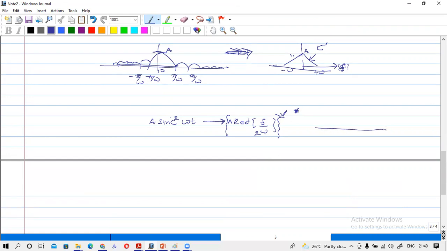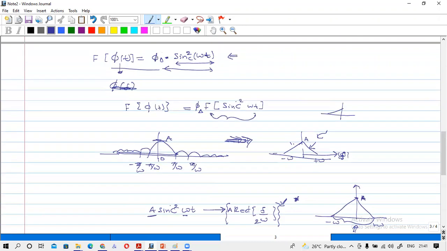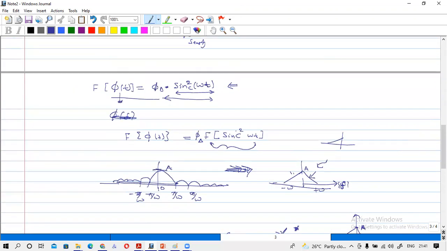So the rectangular pulse will look like this. If this is ω, the rectangular pulse has minus ω to plus ω, and the amplitude is the maximum amplitude of this sinc square rectangular pulse. So you can see that this rectangular pulse has this bandwidth. We can assume this also as narrowband, small bandwidth. So we can use the narrowband representation for the sinc square pulse.